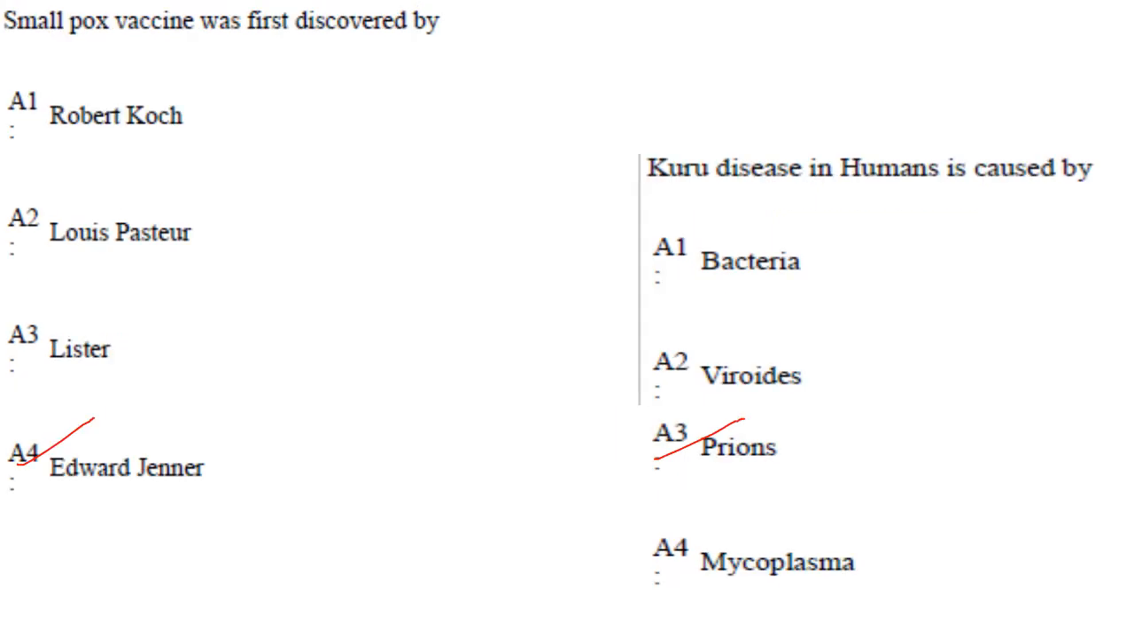So coming to the next question. Smallpox vaccine was first discovered by Edward Jenner. Answer is option 4. Then Kuru disease in humans is caused by prions. Answer is option 3.